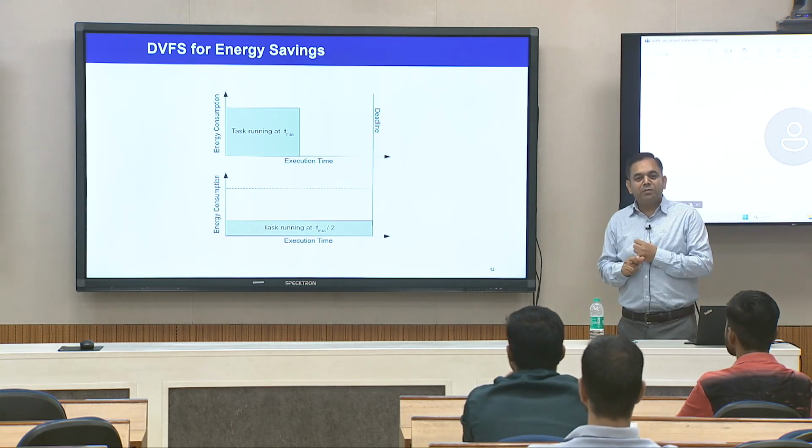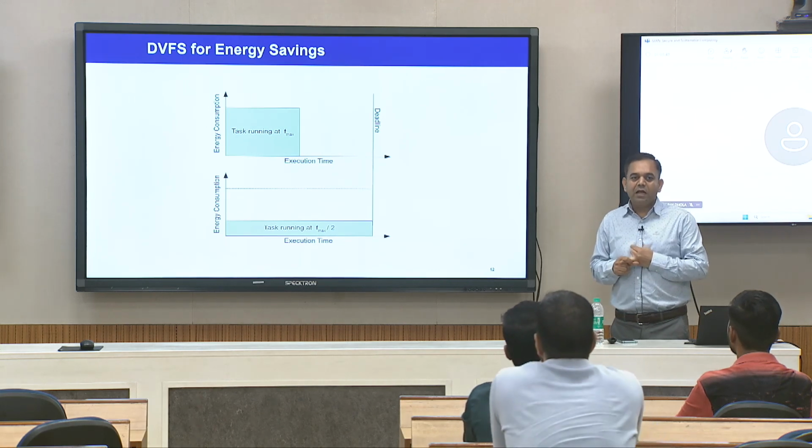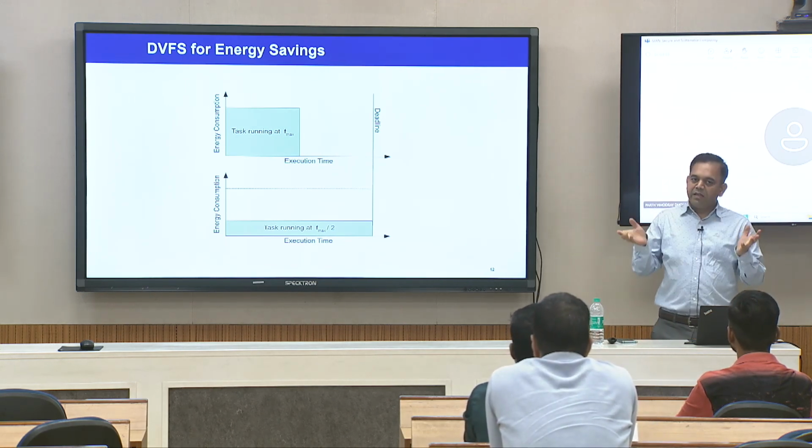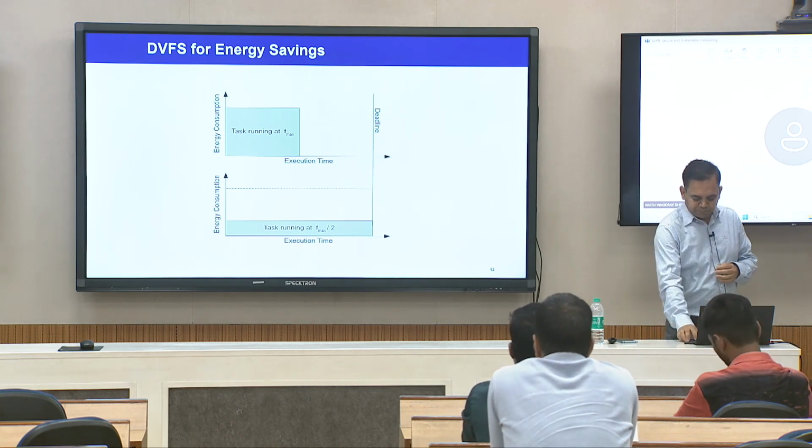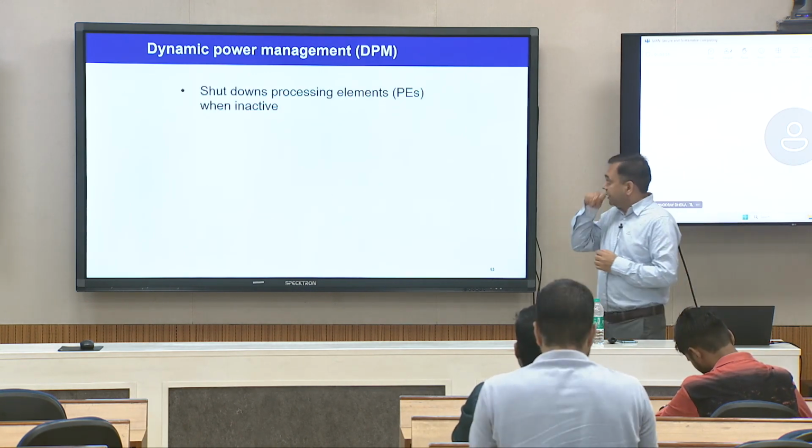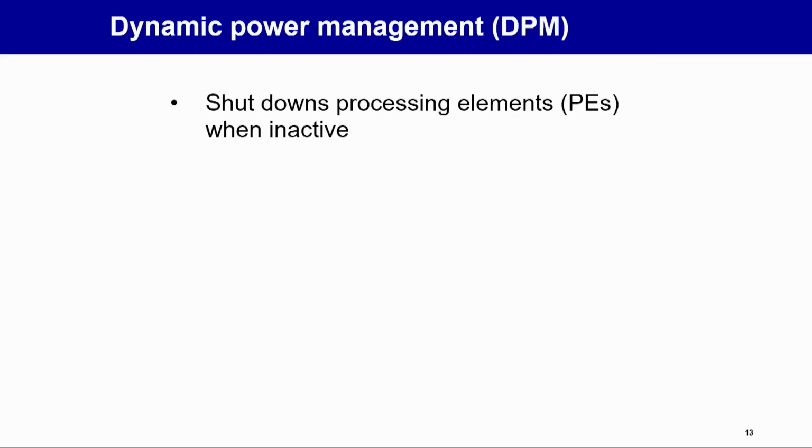So we saw mapping is one of the knobs, and DVFS is another knob by which we can control energy consumption. Another thing, again very popular, and it has been in lots of processors for a long time, is called dynamic power management. What it does is shut down processing elements when inactive. So if a processor was doing something, but after a certain point there is no load to process, it can shut down to save the power.